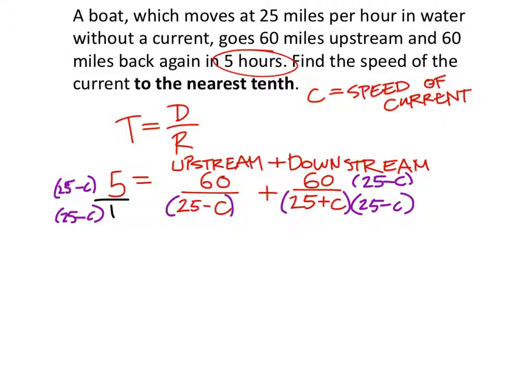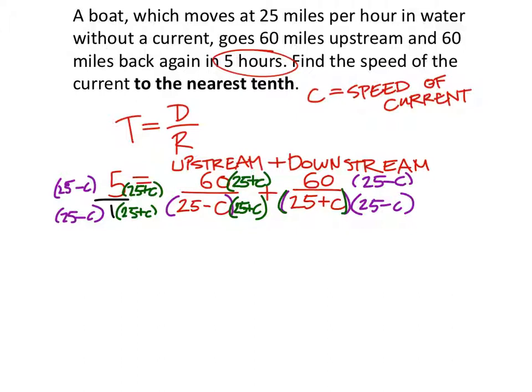But I also want each of the terms to have a denominator of 25 plus C. So I need to multiply this term by 25 plus C. 25 plus C in the numerator also. All right, and also the 5 over 1, so 25 plus C. All right, well this is great. Now I've got common denominators throughout, so I get to ignore all of them, right?